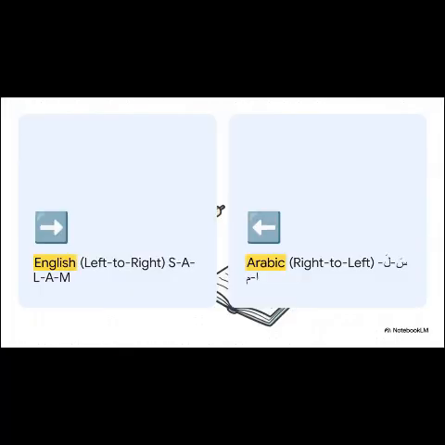All right, now for the second rule, and this one is the big one. It's the single biggest difference from English. While English goes from left to right, Arabic is written and read from right to left. So for a word like salam, you actually start on the right and move your way left. It's a mental flip for sure, but trust me, you'd be surprised how quickly your brain makes the switch.